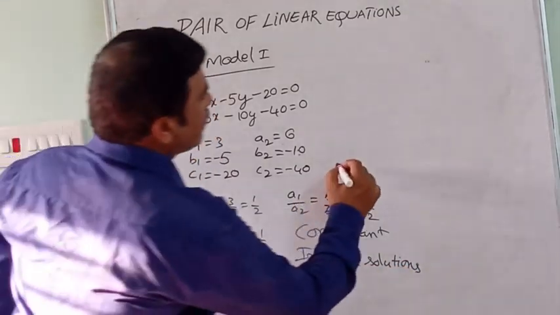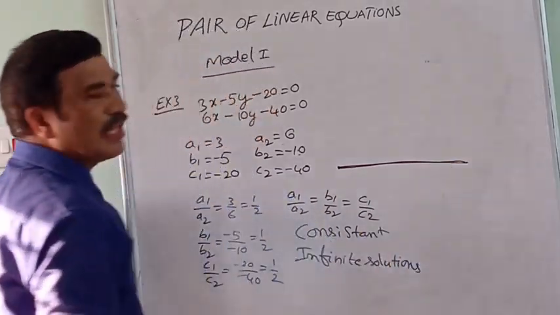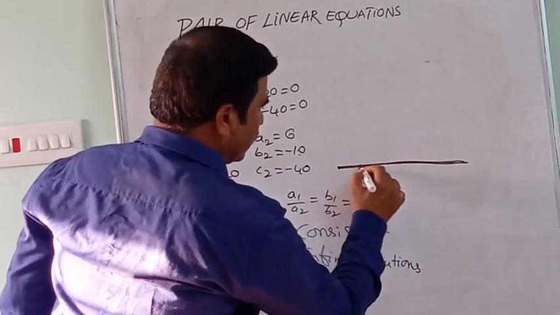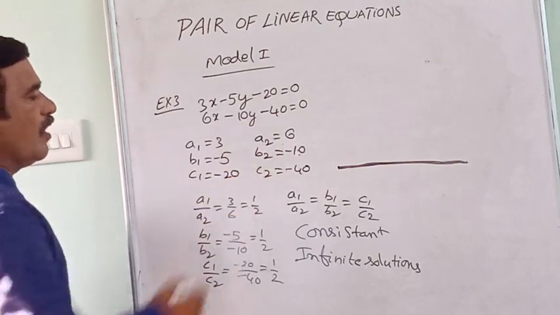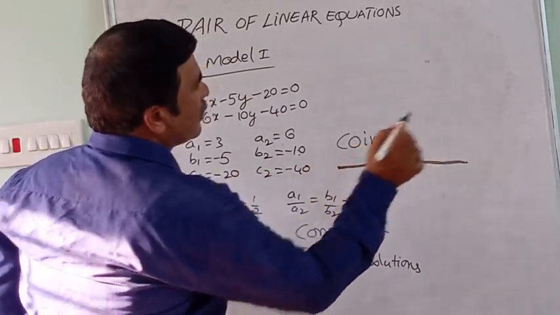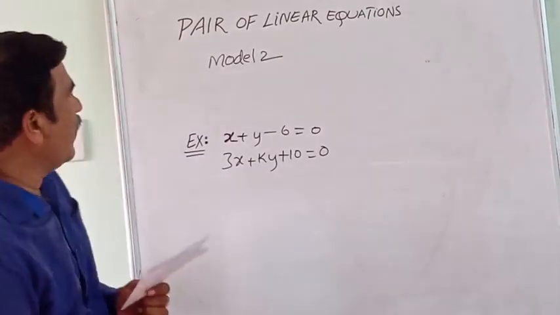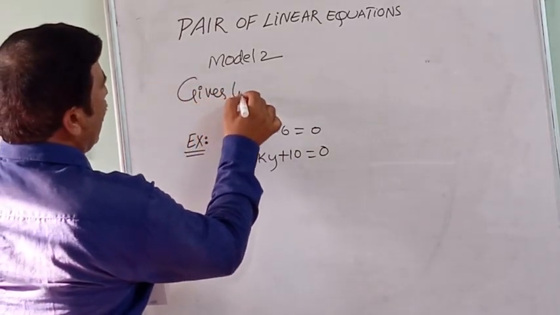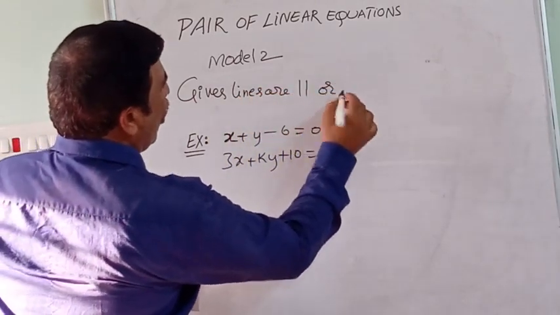In the graph, the lines coincide. That means one line falls on the other line only. Both lines represent the same line. The first line is this only, and the second line also falls on this only. That is called coincide lines. Understand? Now model 2, they give lines that are parallel or coincide.